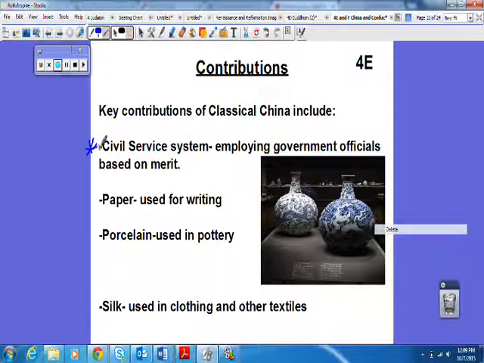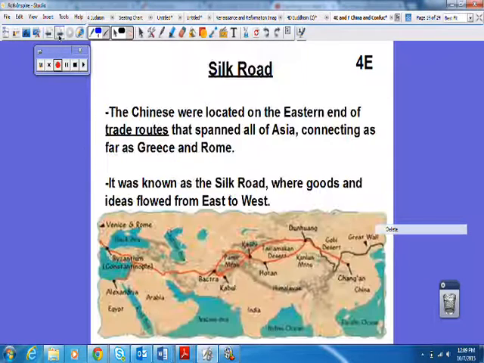Now, paper. It's going to be used for writing. Porcelain is used in pottery. This is just kind of what porcelain is. You might have heard of China, Chinaware, fine china. That's where the term comes from, this porcelain that's used in pottery. And then silk is used in clothing and other textiles.